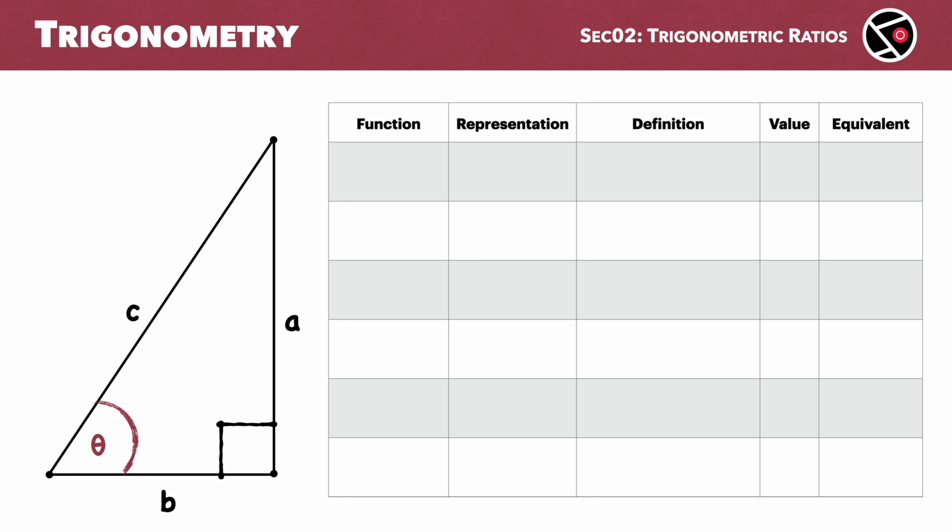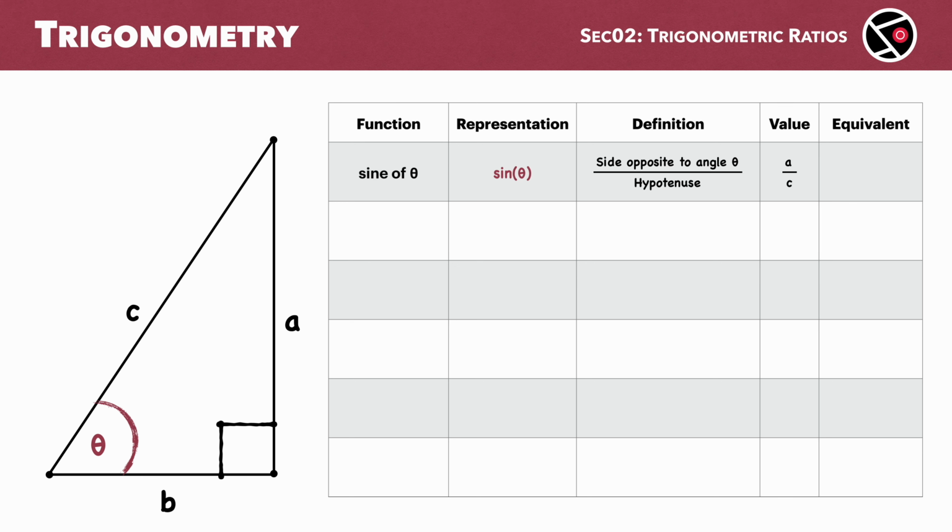Let's start with two of the most fundamental trigonometric functions, sine and cosine. Sine of angle theta, represented simply as sin theta, is the ratio of the side opposite to angle theta to the hypotenuse. For our triangle, the side opposite to angle theta is A. The hypotenuse is C. So, sin theta is A by C.